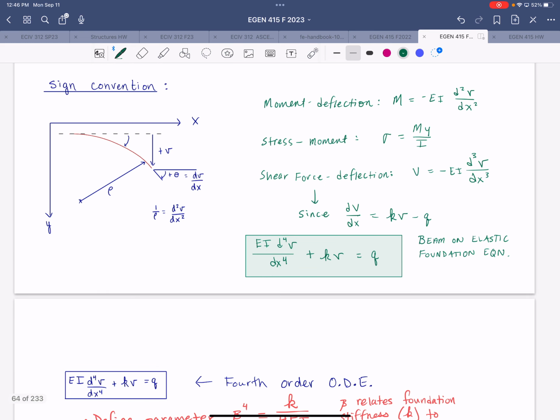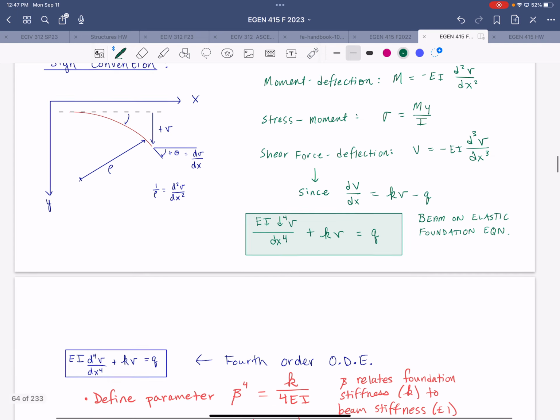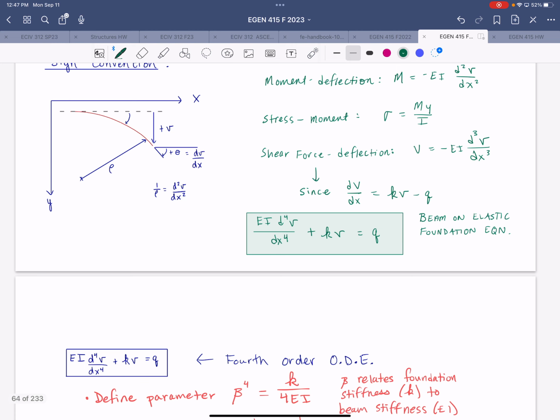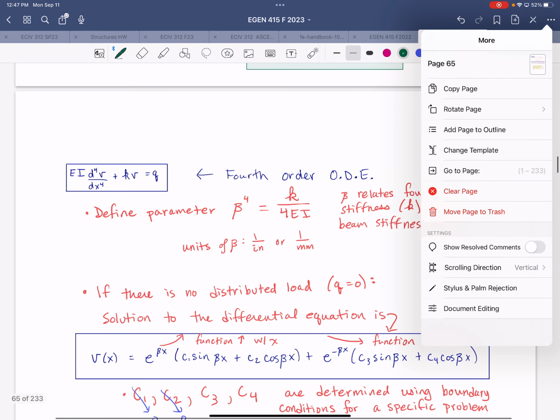Questions? It'll get more interesting. So we're not going to get through the example today, but we'll get through this next page.